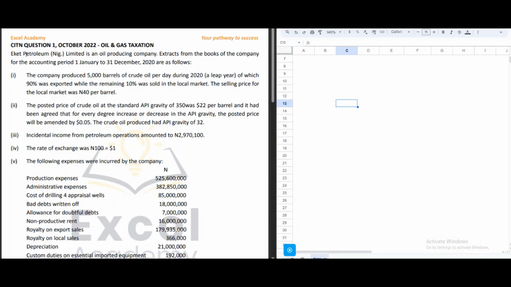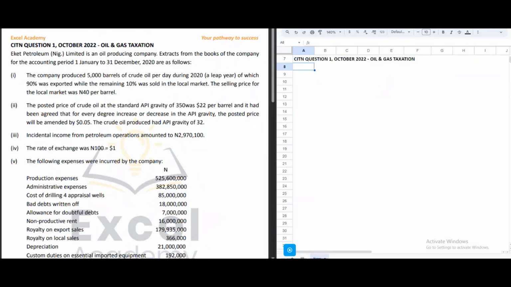Now let's solve CITN question 1, October 2022. This question is on oil and gas taxation. Here we have Entails Petroleum Nigeria Limited. We're told that Entails Petroleum Nigeria Limited is an oil producing company. The books of the company for the accounting period 1st January to 31st December 2020 are as follows.